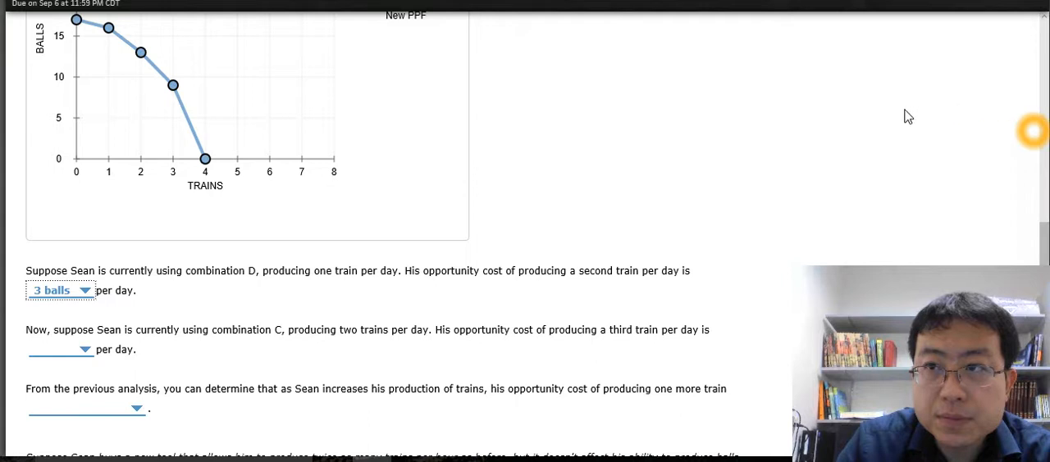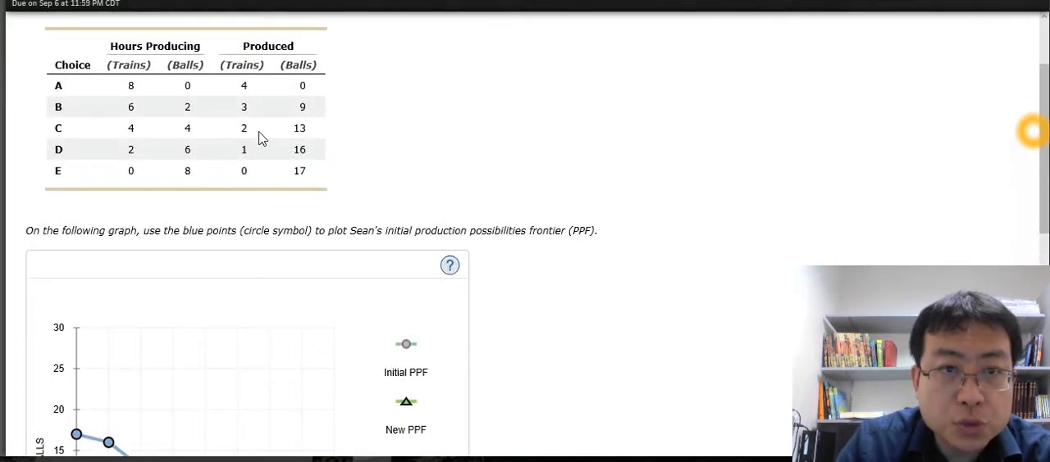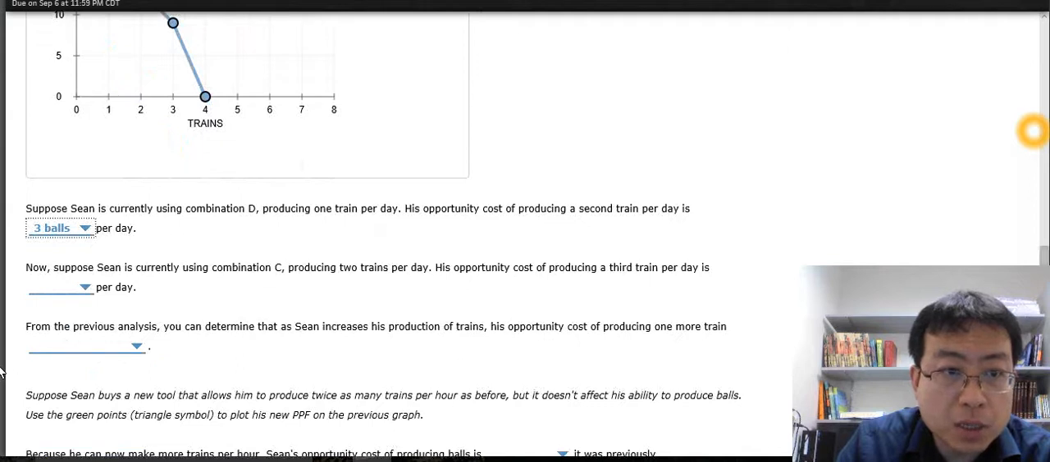And then second. Now suppose Sean is currently producing at point C, producing 2 trains per day. His opportunity cost of producing 3 trains per day is how much? So let's go back up. Now we go from point C at 2 trains per day, go to point B at 3 trains per day. Now if you see at 3 trains per day, sure he does produce 1 more train compared to point C, but at point B you only have 9 balls. So which means Sean will give up 4 balls to produce 1 more train. So the answer for this part is that he will give up 4 balls.